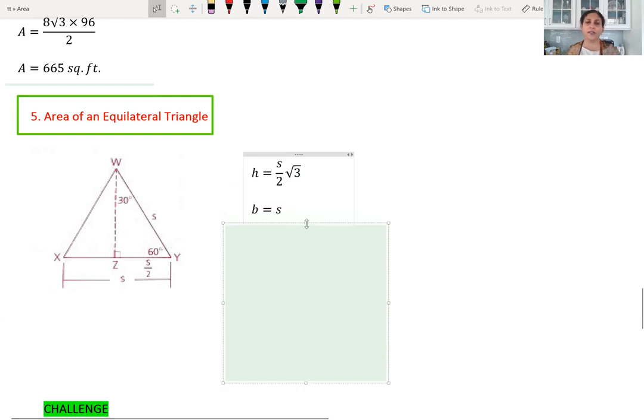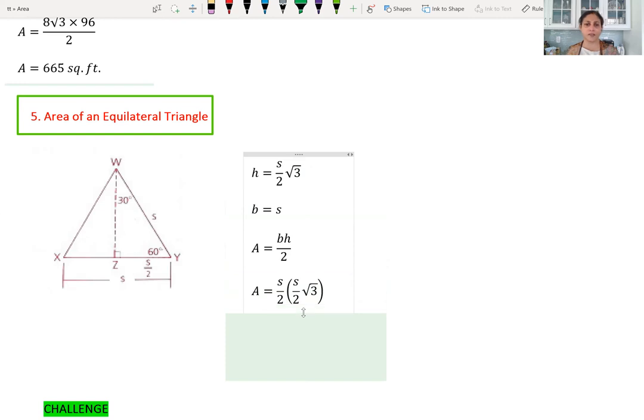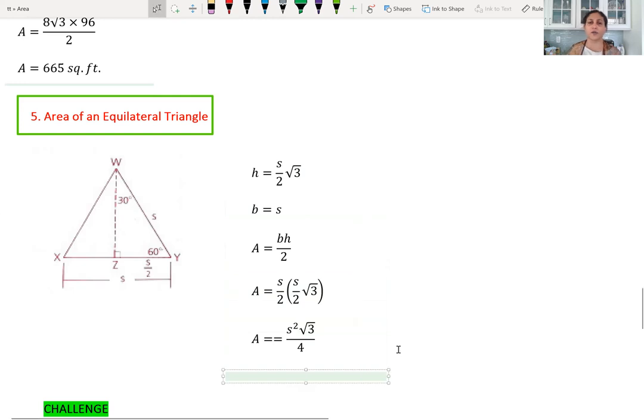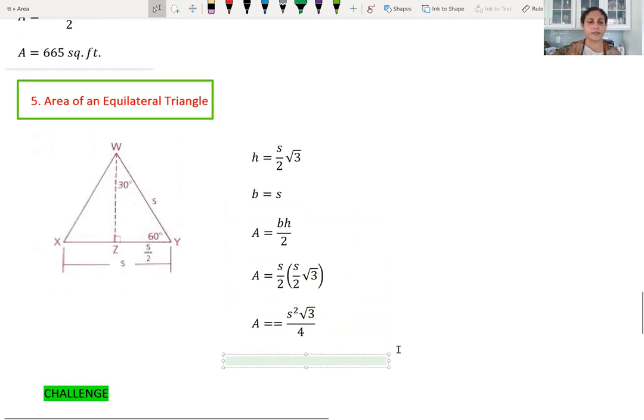We already know that the base, the entire base, is S, so base times height divided by 2 is going to be S over 2 times S over 2 radical 3. And the numerator will all multiply out to give you S squared radical 3 over 4. This is something you have to memorize so that you can use it very quickly. So add this to your list of formulas.